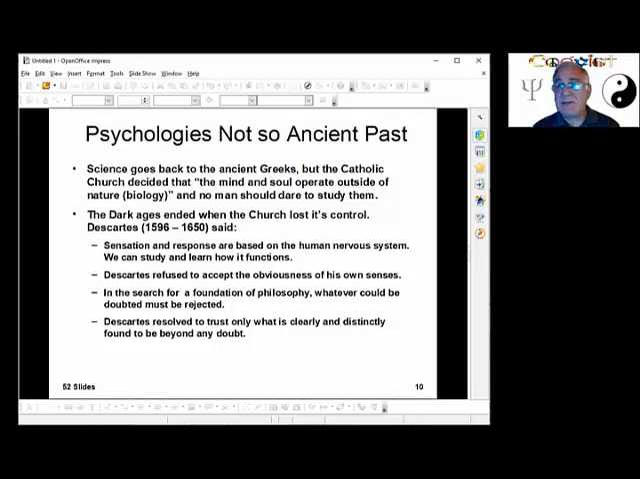So the Dark Ages, as I call them, ended when the church lost its control and Luther started his church, the Reformation began, and the people who were in charge of the new religions didn't have as much control, didn't want as much control as the Catholic Church wanted. And so they opened up for other people to study some of the things that couldn't be studied during the time the Catholic Church controlled it.